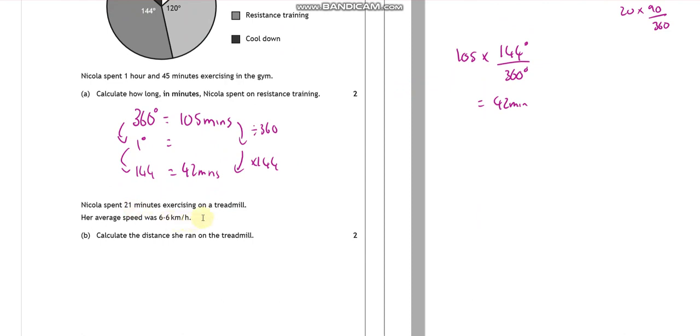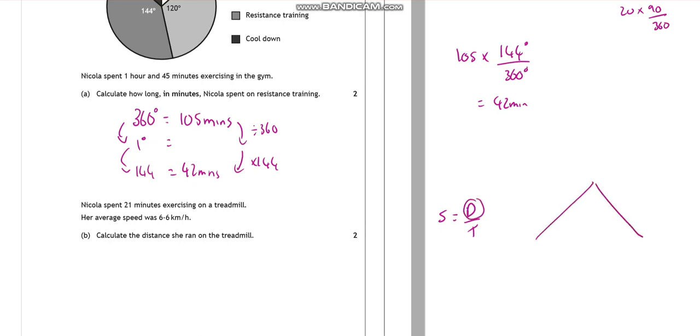Nicola spent 21 minutes exercising on a treadmill. Her average speed was this. Calculate the distance she ran on the treadmill. Okay, so a few things going through your head. You might be thinking speed equals distance over time. I'm trying to find the distance, so I need to rearrange that formula.